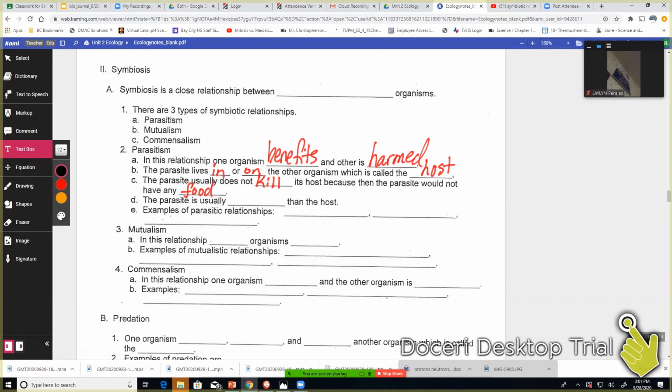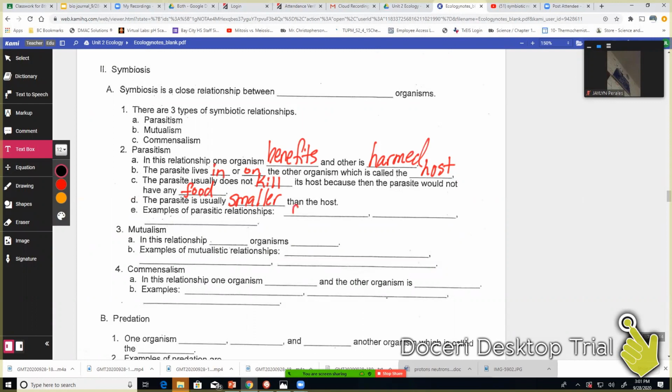Now, I don't know if y'all ever watched some of those reality shows where they rescue dogs or something like that. Sometimes you will see them brought in where the fleas are so bad it could go to the point of killing them. But in general, they usually don't. The parasite is usually smaller than the host.